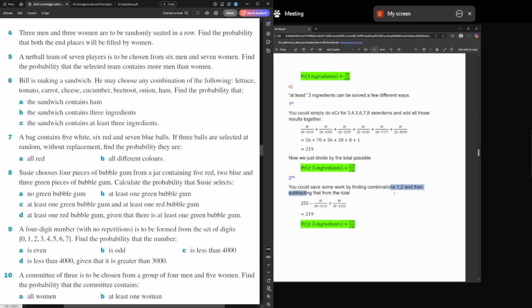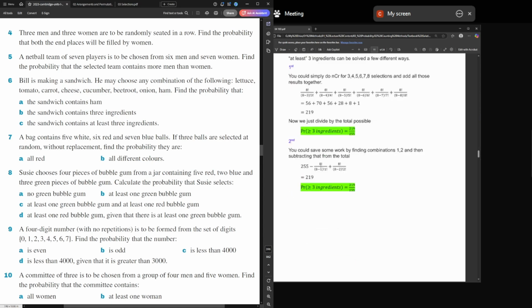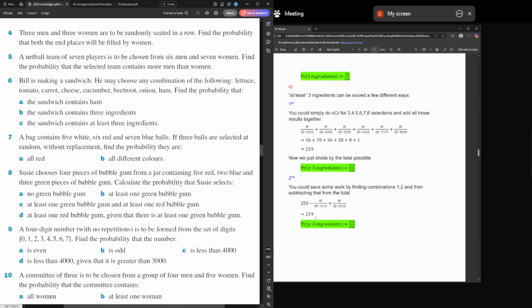Or you could save a little bit of work and use complement probabilities instead. So instead of doing 3, 4, 5, 6, 7, 8, you could do 1, 2, and then subtract that from total, rather than calculate all the way upwards. That gives you a much fewer amount of calculations to make, and both get you to the same spot.